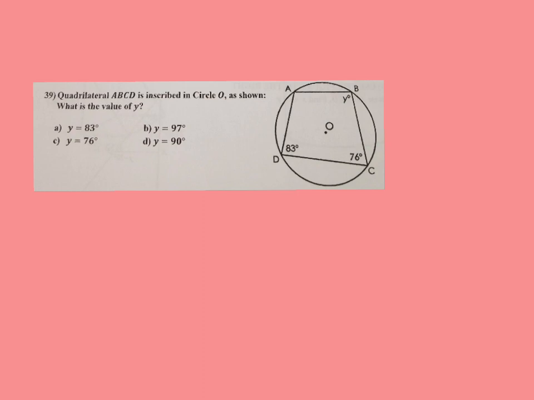39. So we did this before. We found out that if you have a quadrilateral inscribed in a circle, those two angles together equal 180. So I know that 83 plus y equals 180. Remember we googled that. Now I'm going to subtract, so y is going to be equal to 97 degrees, which is B. And that's it.